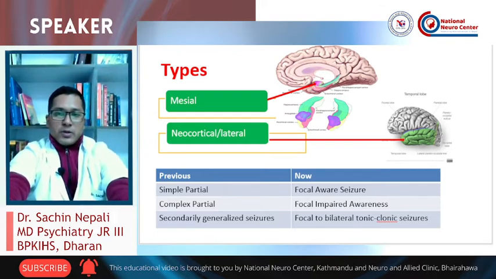There is another classification: first, focal aware seizure, second, focal impaired awareness, and third, focal to bilateral tonic-clonic seizure. Previously, focal aware seizure was also known as simple partial. Likewise, focal impaired awareness was known as complex partial, and focal to bilateral tonic-clonic seizure was called secondarily generalized seizure.